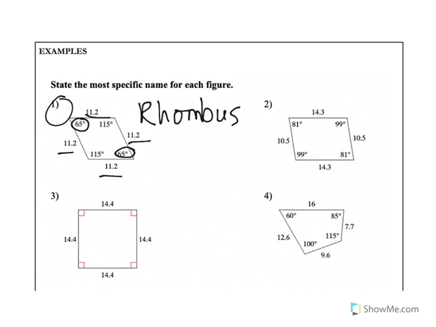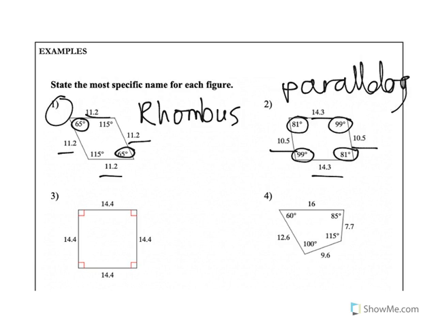All right, looking at number 2, we do not have the sides equal. The opposite sides are equal. That makes me think it could be a rectangle, except that when I look at the angles, it is not a rectangle because they would need to be 90 degrees. So what is the most specific for this? It's going to be a parallelogram. And excuse my sloppy writing, but parallelogram is the answer for that one.